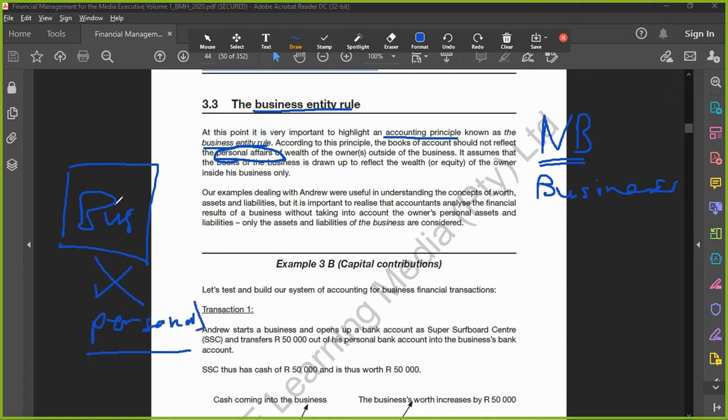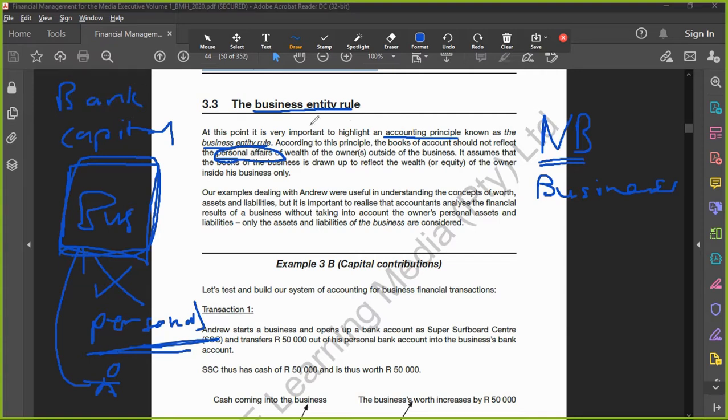Okay, you're not going to combine the two. Here's the business, there's the personal stuff. So we're outside the business. If we give the business capital, the business will have capital from the owner. Okay, there's a contribution, and the business will have money in the bank.